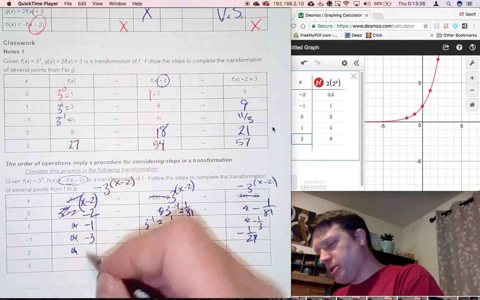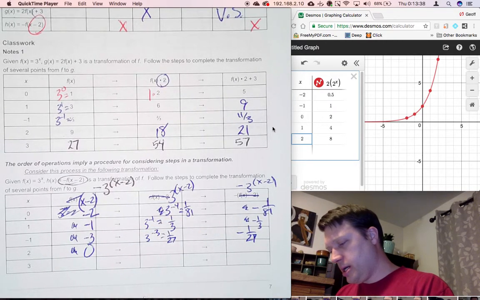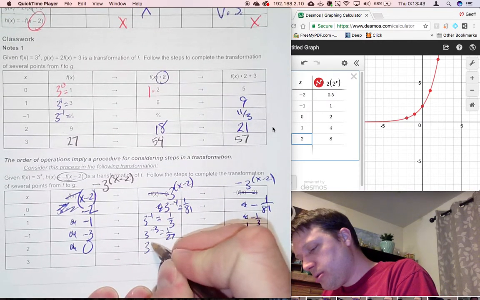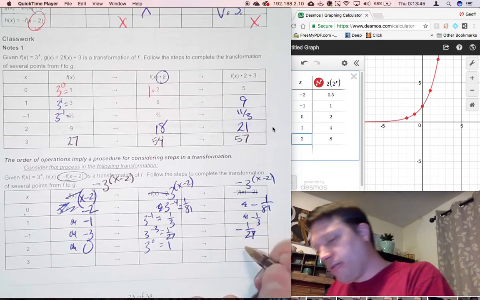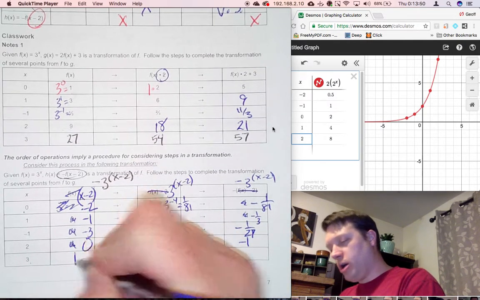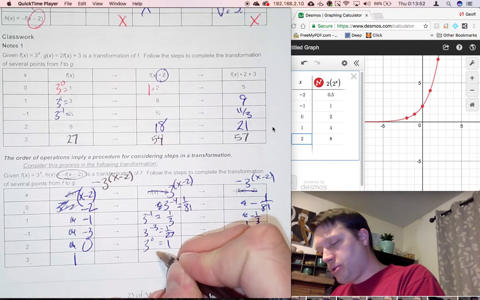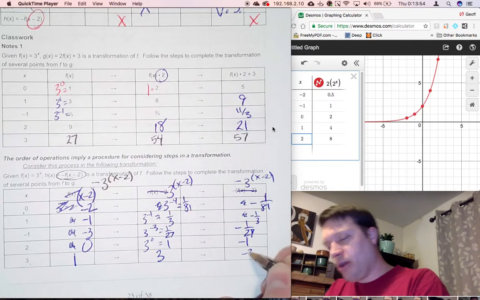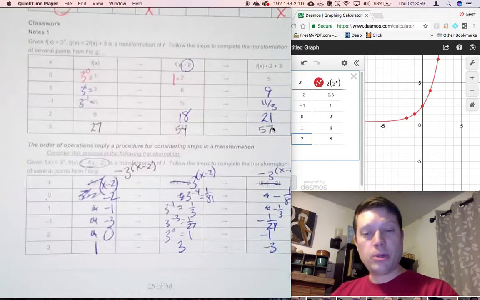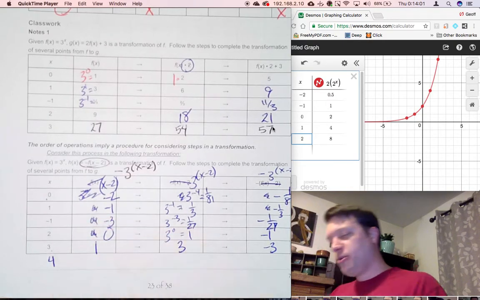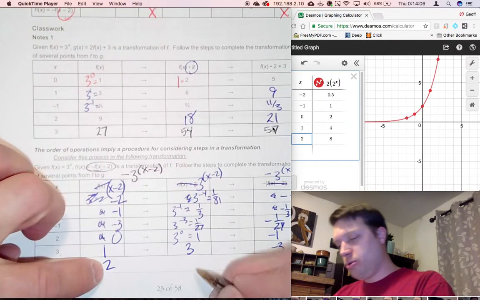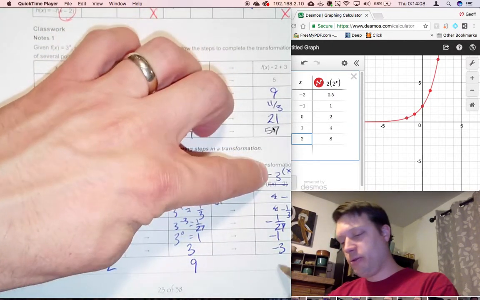Okay, 2 minus 2 is 0. And 3 to the 0 is 1. And then make it negative. 3 minus 2 is 1. 3 to the 1 is 3. And then make it negative. And because I realize there's a typo in the table, I'm trying to be consistent with g of x, but there's a typo in the table, let's add a 4. 4 minus 2. 3 to the 2. Make it negative.